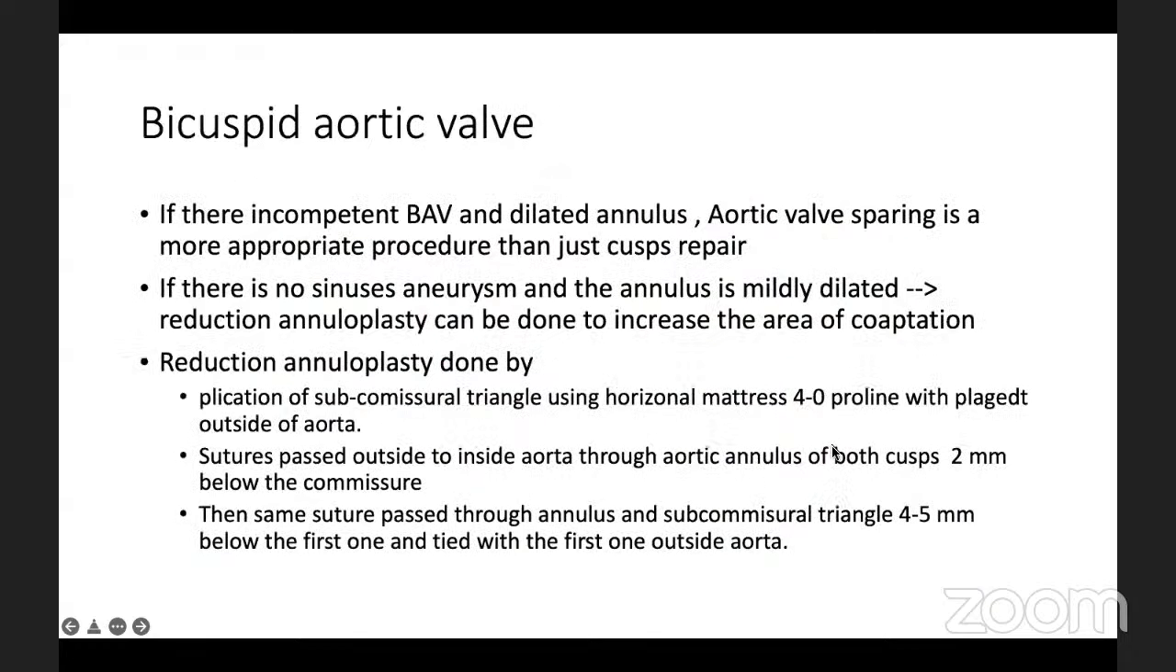The suture is passed from the outside to inside of the aorta through the aortic annulus of both cusps 2 millimeters below the commissure. Then the same suture is passed through the annulus and subcommissural triangle 4 to 5 millimeters below the first one and tied with the first one outside the aorta.